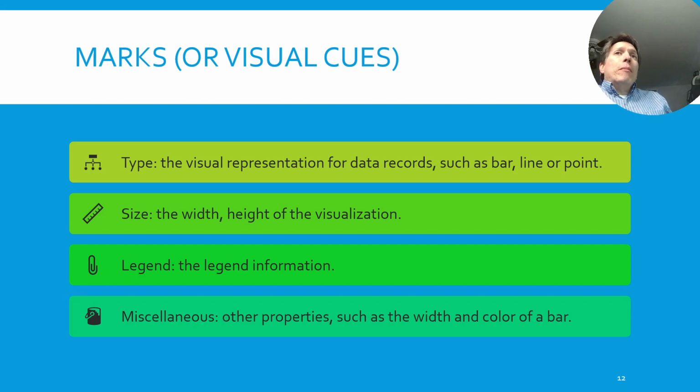And when we talk about marks or visual cues, we need to think about different properties. A mark can have a type, and it could be a bar, a line, a point, or a color. It has a size, and the size can convey meaning. The width or the height of a visualization is going to bring a meaning, or the diameter of a circle. Legend is what is explaining the interpretation of some of the attributes that do not directly convey meaning by just the visualization, and miscellaneous are other properties that we can have in those marks.